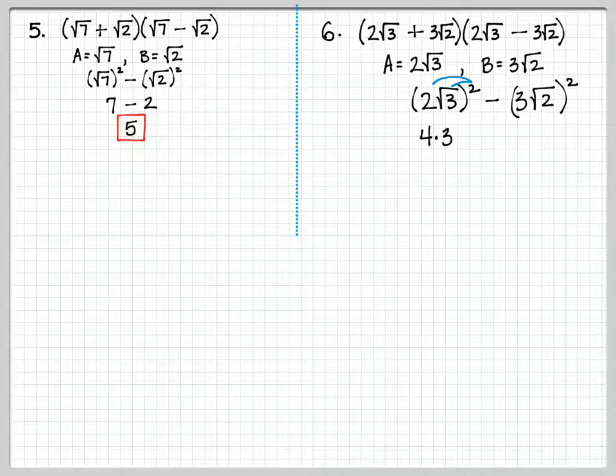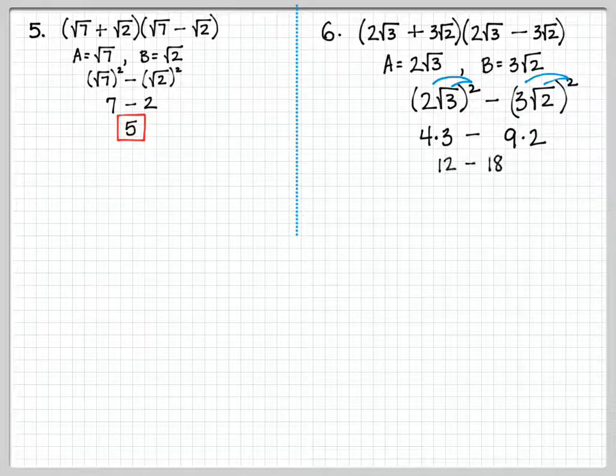So I get 4 times 3, minus the b squared. I'm going to have 3 squared times root 2 squared. So I'm going to have 9 times 2. Well, 4 times 3 is 12, and 9 times 2 is 18, so I have 12 minus 18, which is negative 6. Now, that's a rational number. It's a negative number, but it's still rational, and that's important.